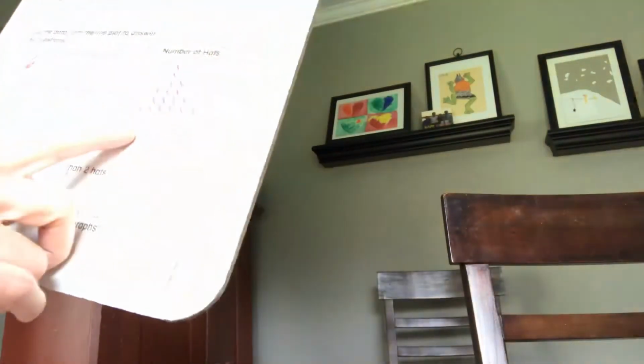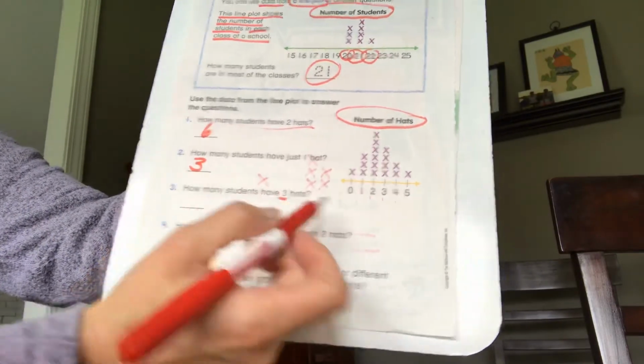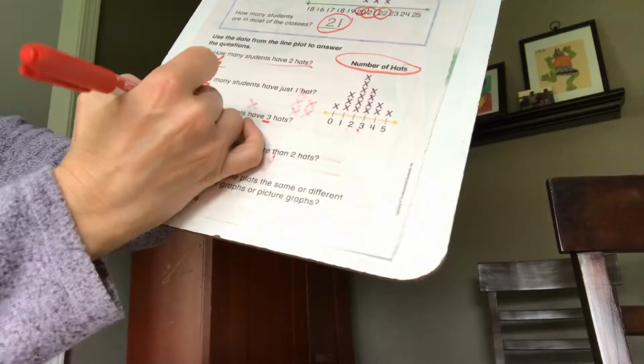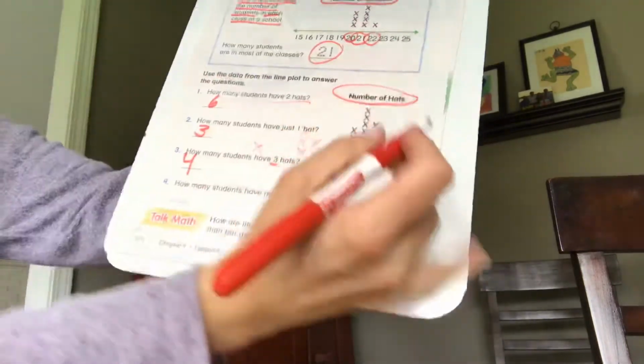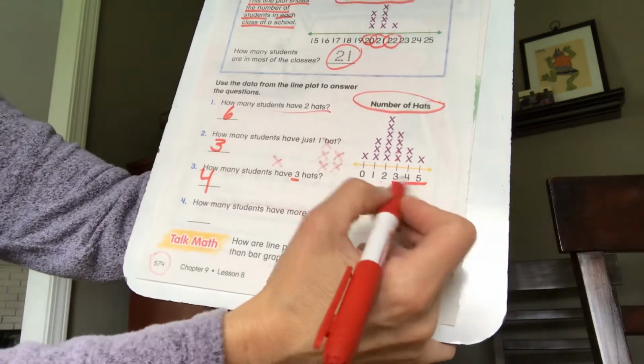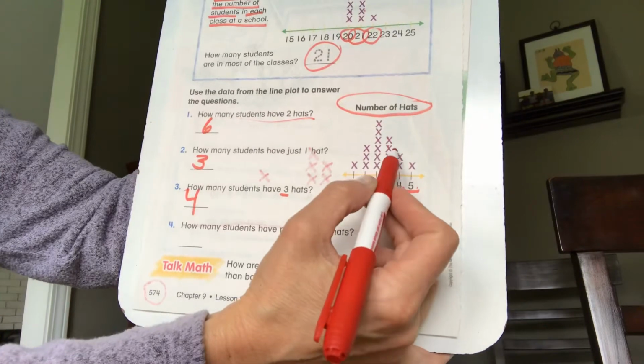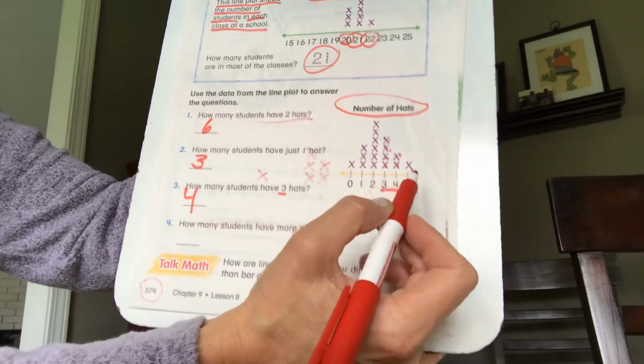How many students have just 1 hat? Yeah, 3. How many students have 3 hats? We'll go to your 3 hats, and I see 1, 2, 3, 4. Pretty easy. How many students have more than 2 hats? So more than 2 hats would be 3, 4, and 5. So let's count up the frequency. 1, 2, 3, 4, 5, 6, 7. So it would be 7.